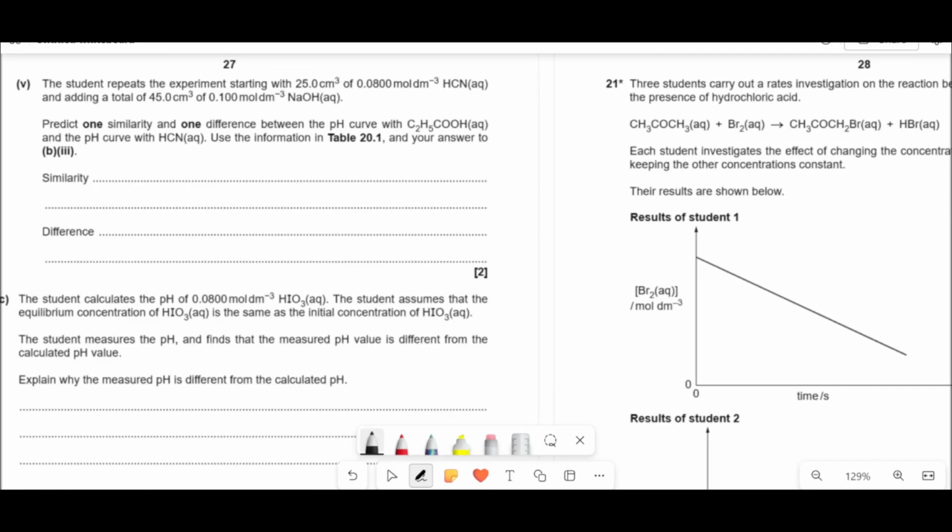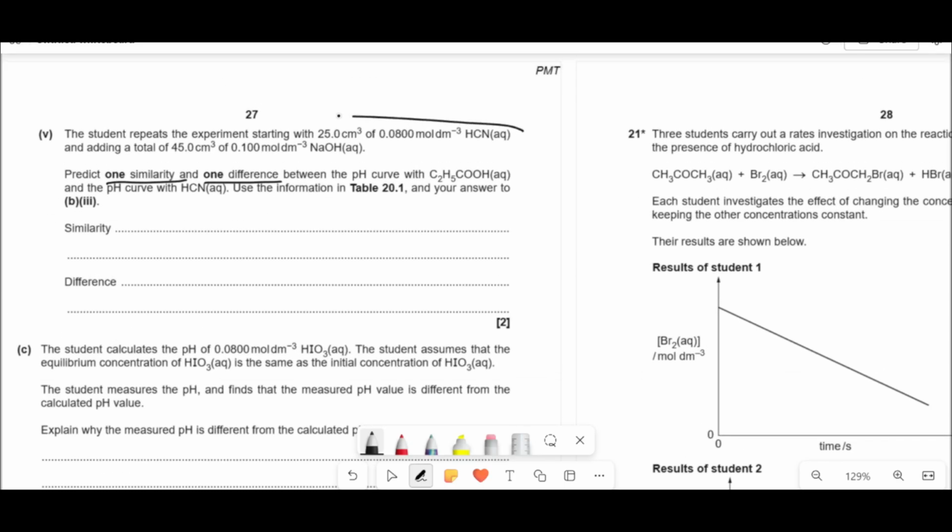There you go. So then the student repeats this experiment, starting with this much HCN and then adding this much NaOH. Predict one similarity and one difference between the pH curve of these two. So the similarity is that, first of all, this is still the same concentration and volume, and this is still a monoprotic acid. It only puts out 1 H plus for every NaOH. So that means you're still going to have the equivalence point, the neutralization, at the same volume of NaOH. So the similarity is both require the same volume, because what determines how much you're going to need is the moles of this stuff, remember, because these two are reacting with each other.